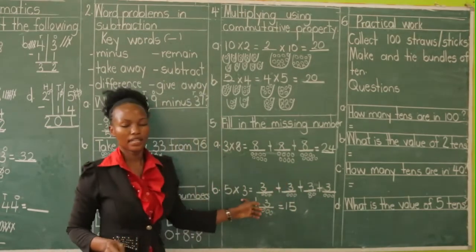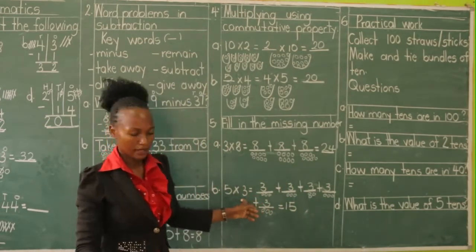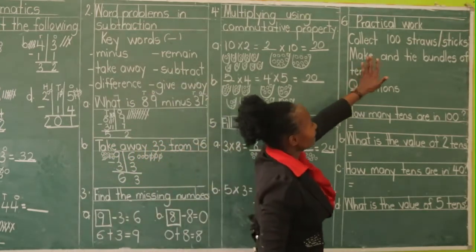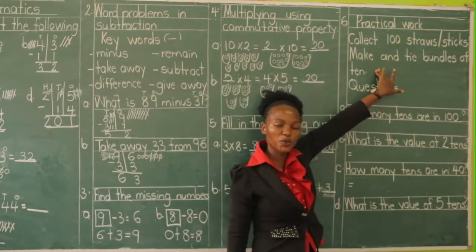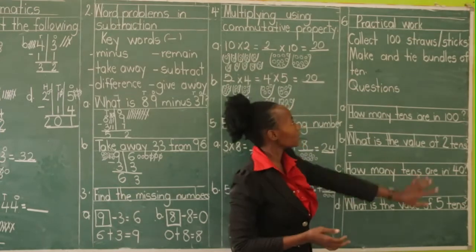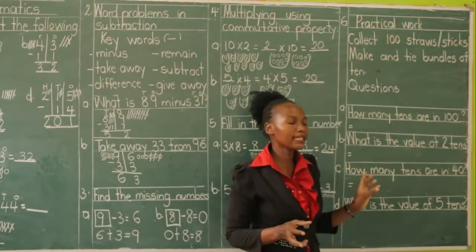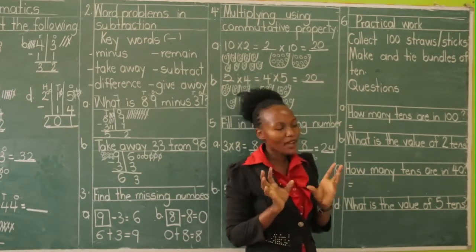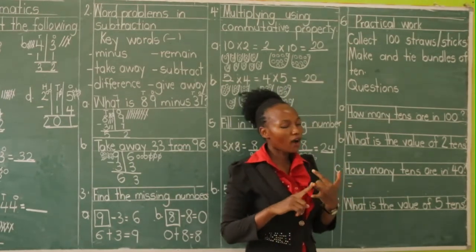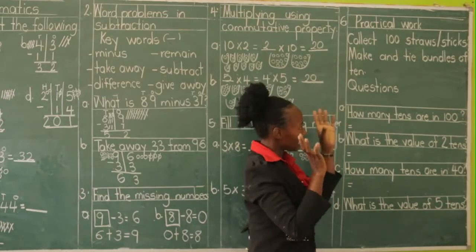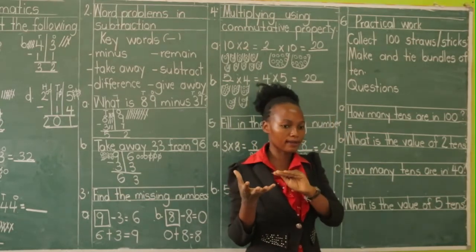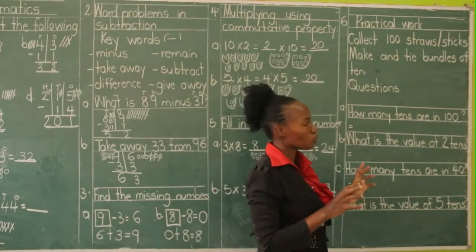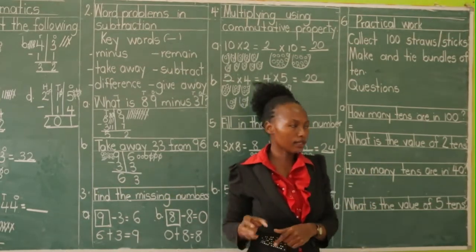5 times 3, the answer is 15. Now on the next work, we are going to do it practically. You may collect 100 straws or 100 sticks, or you may get even 100 stones when you have your bottles or the cups where you are going to be pressing those stones.